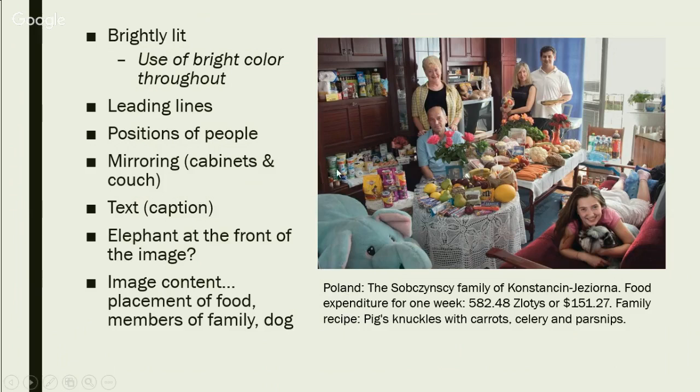And then the content of the image, right? So where is the food placed? The fact that there's the dog here and the dog food over here. The food that's in the image, where it's placed, who the family members are, things like that. These are all the kinds of photographic elements that Menzel is using to compose this photograph. And these are the building blocks that you use to talk about the rhetorical analysis.